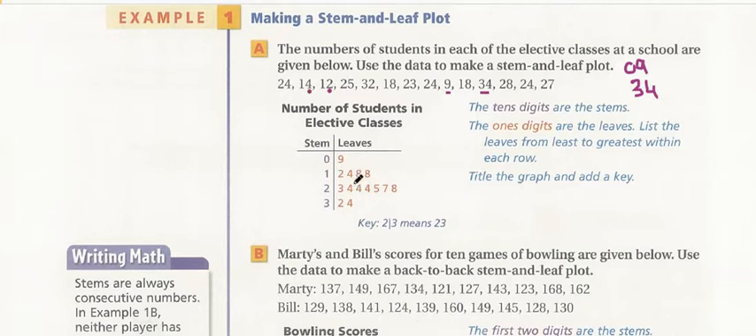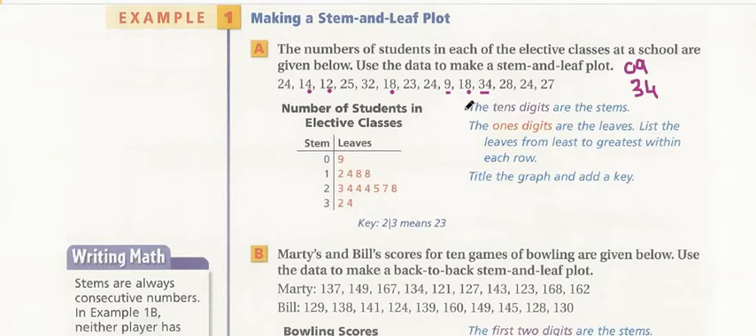Miss, should I write a comma or a dash? Nothing, not at all, just leave it like this. After 14 I have 18, so just write the 8 beside the 4. After 18 I have another 18. Do I have to rewrite it? Yes. So write another 8. I'm moving in ascending order from the smallest to the greatest.